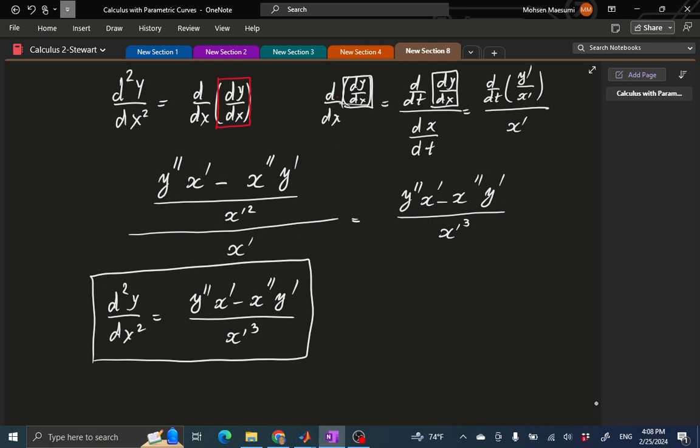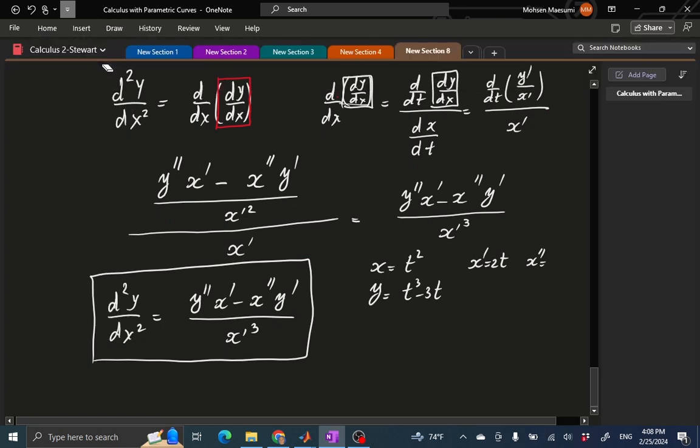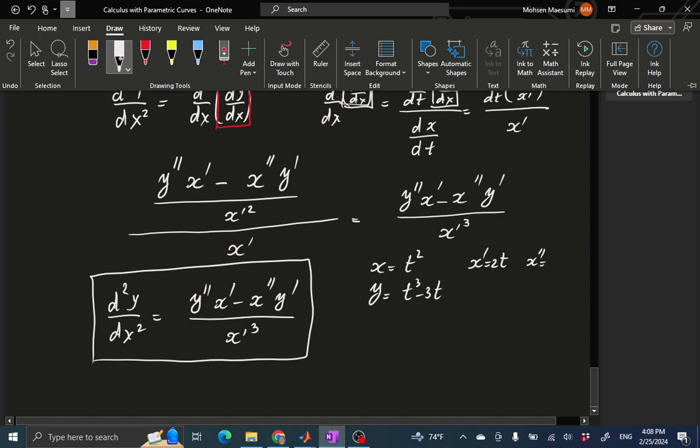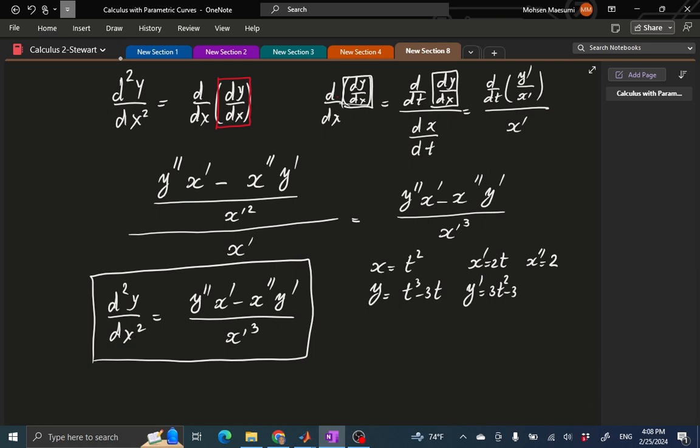Let's practice again. Our favorite example was x equals t squared, y equals t cubed minus 3t. I need everything. x prime is easy, 2t. x double prime is just 2. y prime is 3t squared minus 3. y double prime is 6t. All I have to do is put these ingredients here.